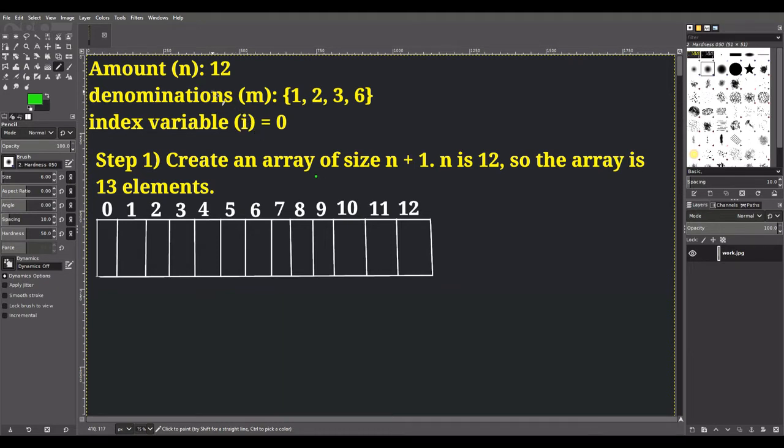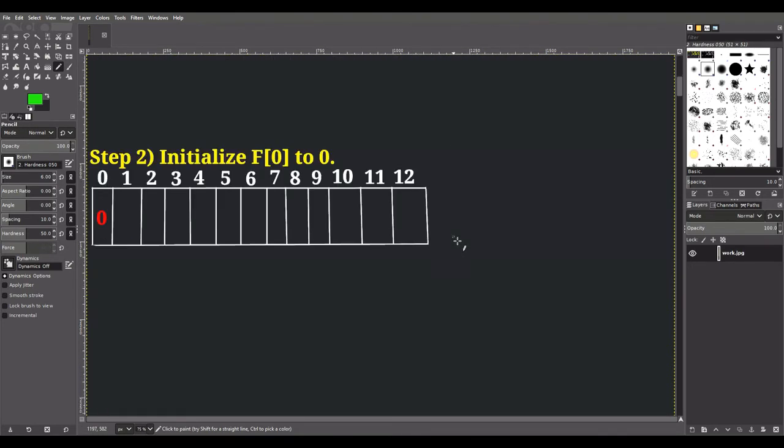Alright, so given the amount n is 12, the denominations m are 1, 2, 3, and 6, and the index variable initialized to 0. Step 1 is to create an array of size n plus 1, and since n is 12, our n plus 1 is going to be 13, so we now have an array of 13 elements, which is currently empty. Step 2 is to initialize f of 0 to 0, which we have done so here.